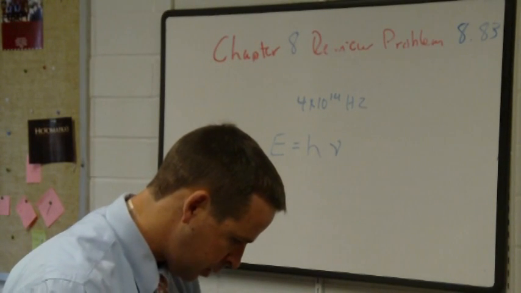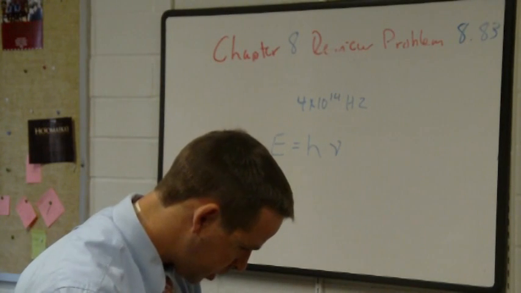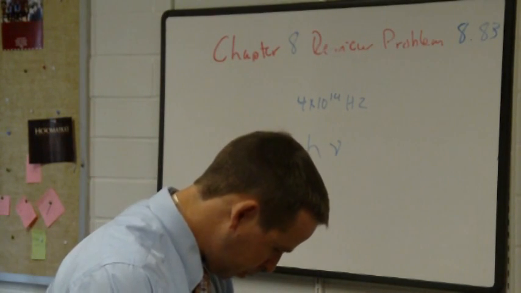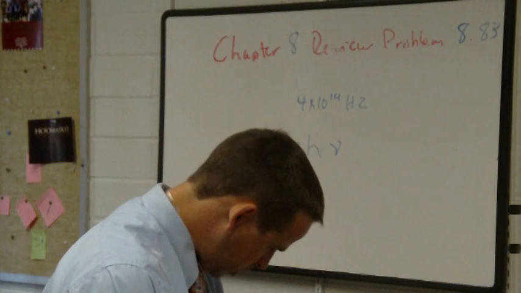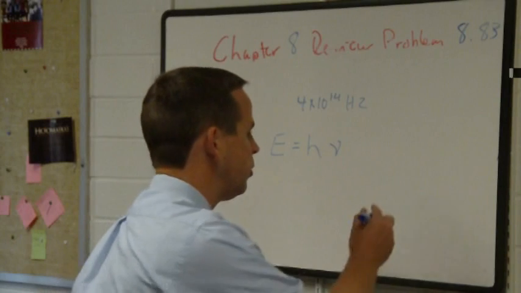And where is the value? Planck's constant is on page 312: 6.626 times 10 to the minus 34.